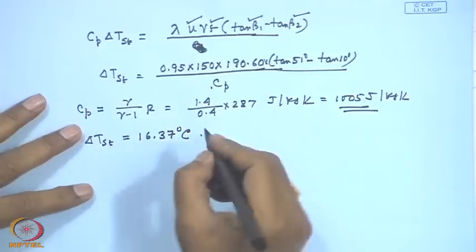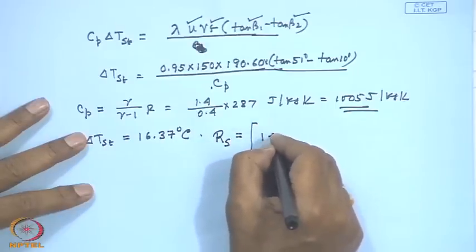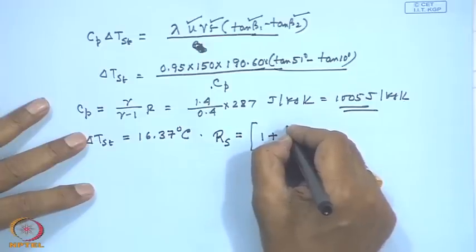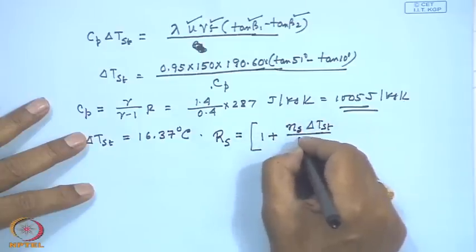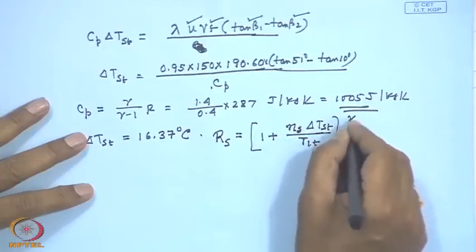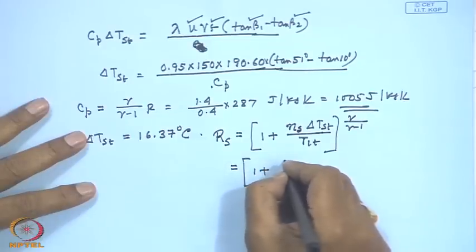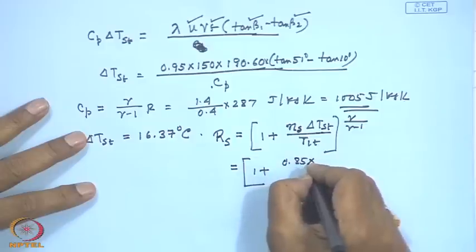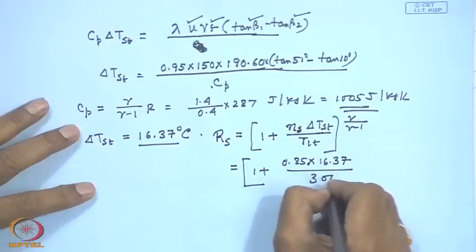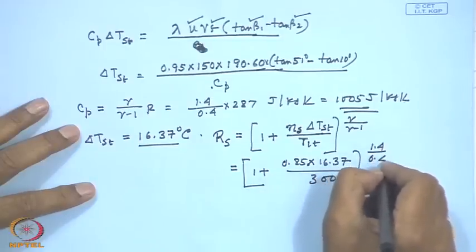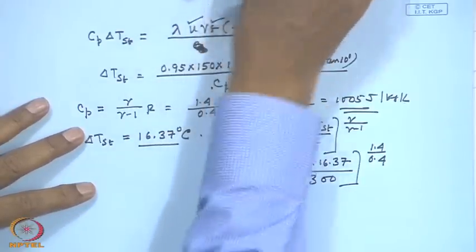and delta T_st becomes 16.37 degrees Celsius. Then you can find out the pressure ratio R_s, as I have told, this is the nomenclature and this is the formula. It will be 1 plus the isentropic stage efficiency eta_s, delta T_st divided by the inlet temperature, to the power gamma by gamma minus 1. Substituting the values, delta T_st is 16.37 divided by 300, and with the value of gamma, you get the stage pressure ratio as 1.17.